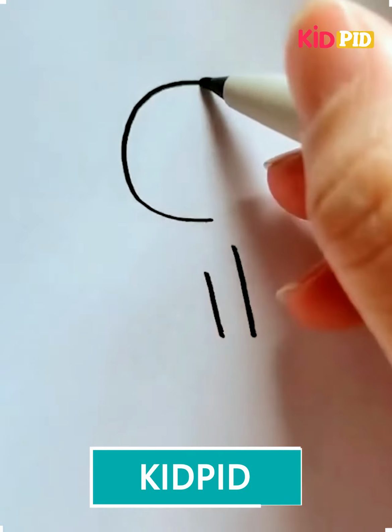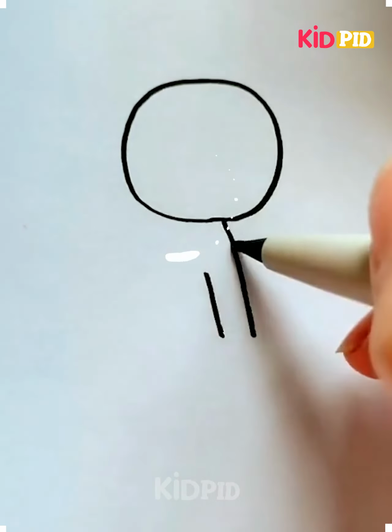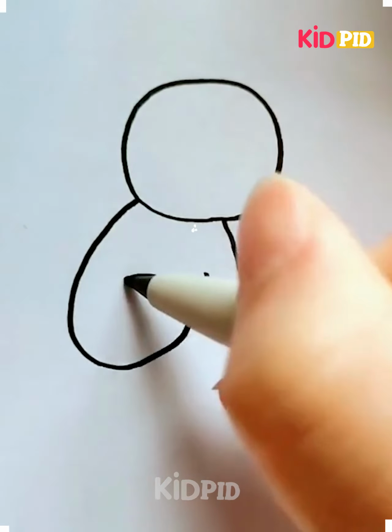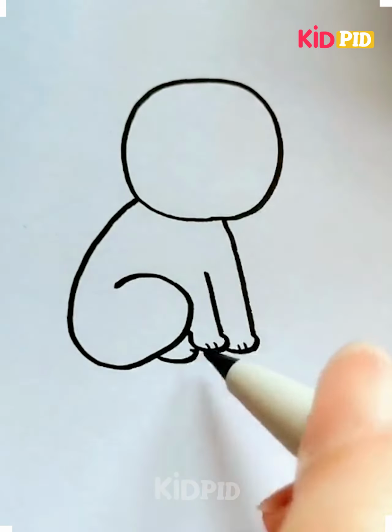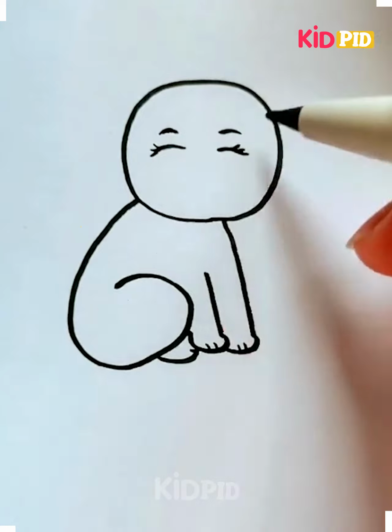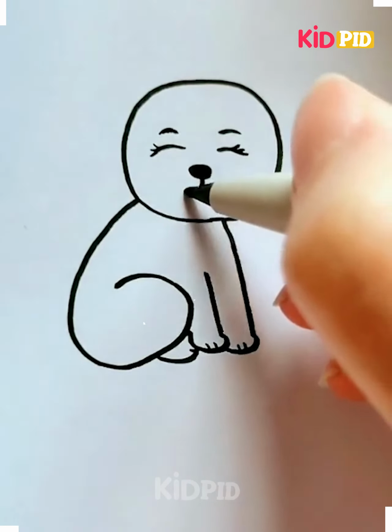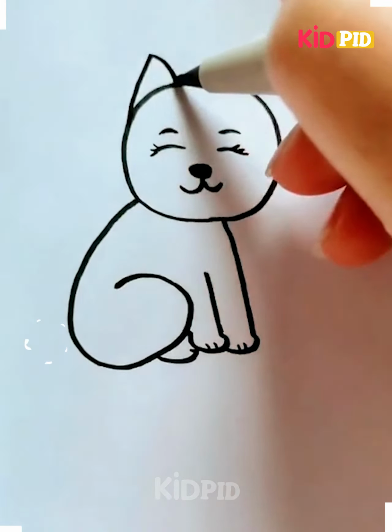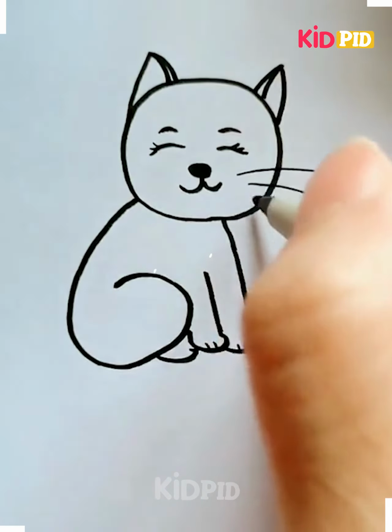Hello, welcome. Let us draw the picture of some animals in this video. Do you like animals? They are so cute, right? Let us start with the picture of a cat. Do you have a cat? Do you like them? Do you spend time with them?